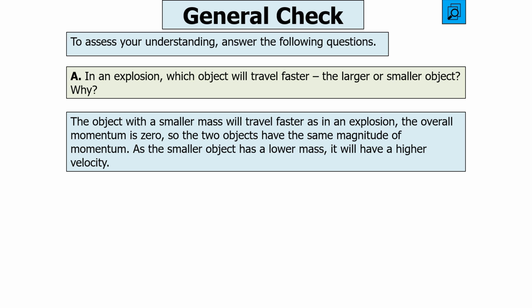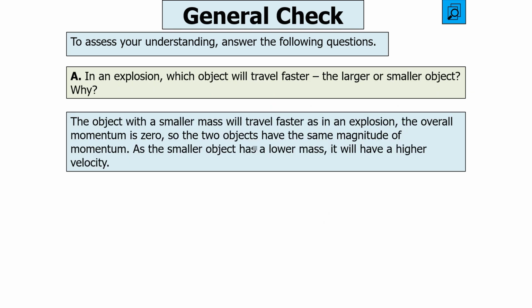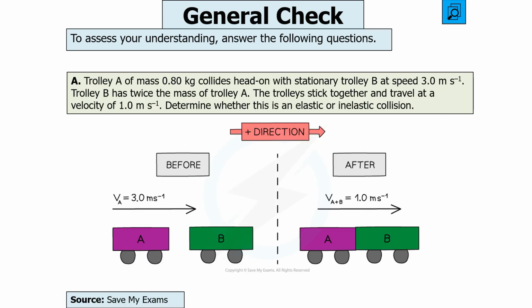A trolley A of mass 0.80 kilograms collides head-on with a stationary trolley B at a speed of 3.0 meters per second. Trolley B has twice the mass of trolley A. The trolleys stick together and travel at a velocity of 1 meter per second.